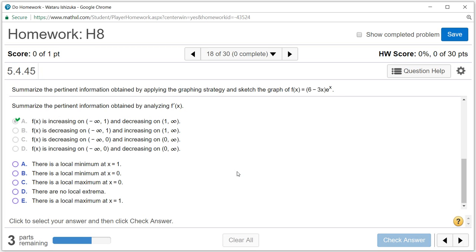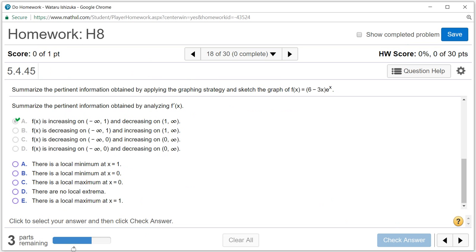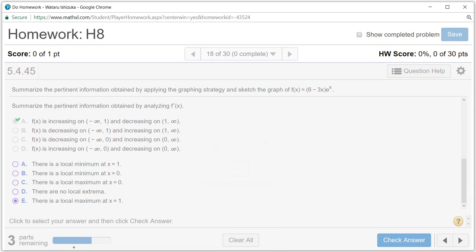All right, next one. We want to see local maximum or local minimum. So let's look at the shape here. Know that you have an increasing shape, and the increasing shape turns into a decreasing shape. So you can see that you're looking at the top of the hill. So here at x equals 1, you're going to have a local maximum, right? So local maximum at 1. Check the answer. All right, we got that.